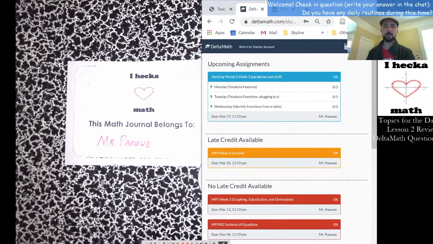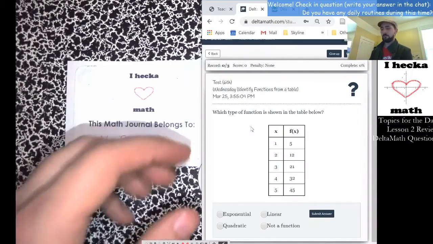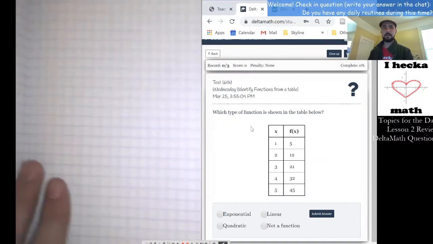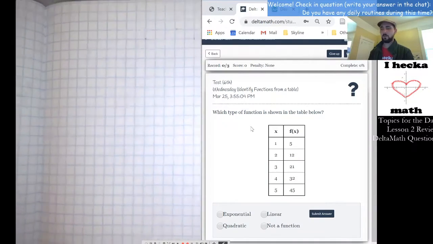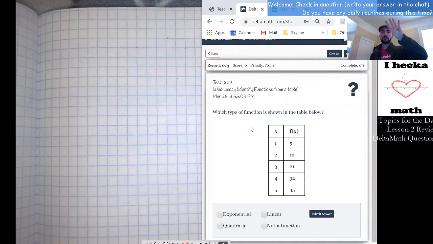This is going to be a review for the types of problems of Wednesday's DeltaMath assignment. Let's get right into it. All right, so already we see that we've got this table and we've got 4 different options: exponential, linear, quadratic, or not a function. So what we're gonna have to do is make sure we look at one of each example so we know how to find which one is which.